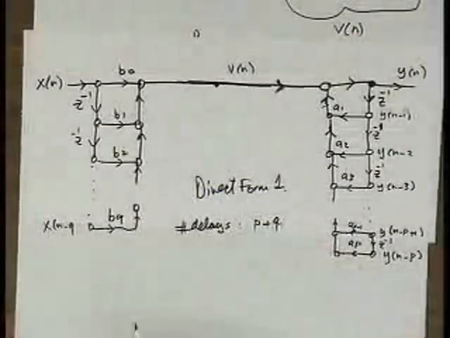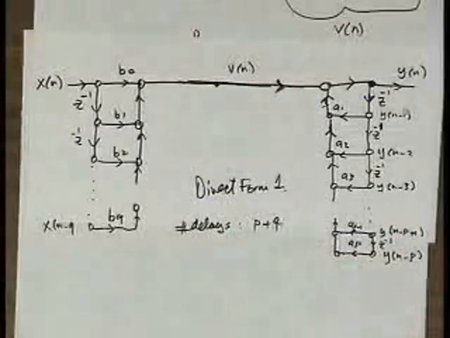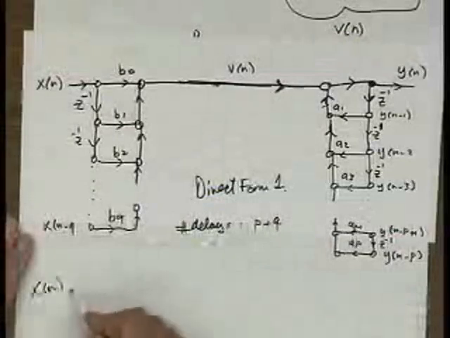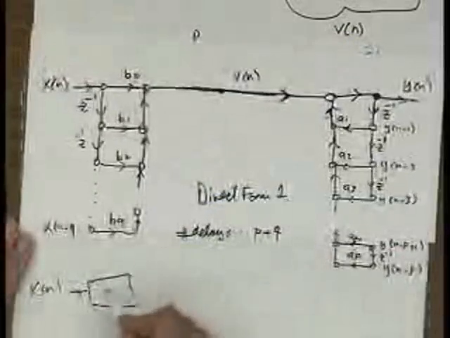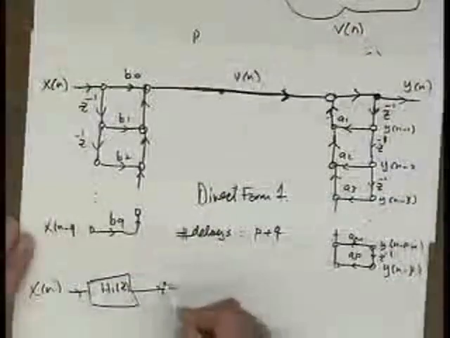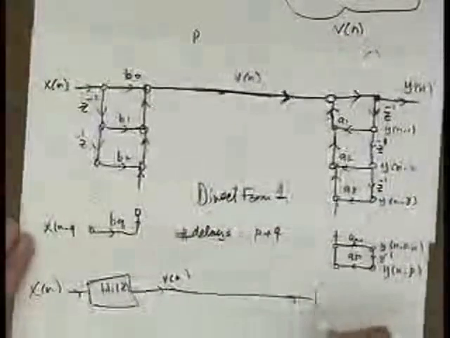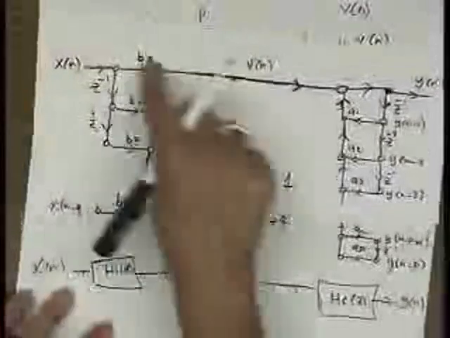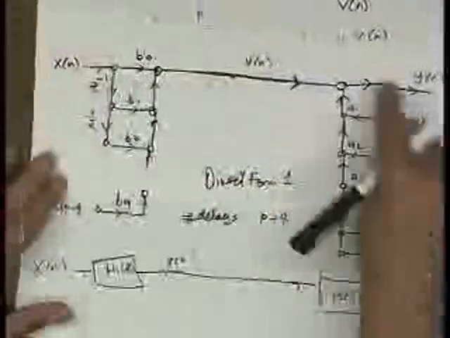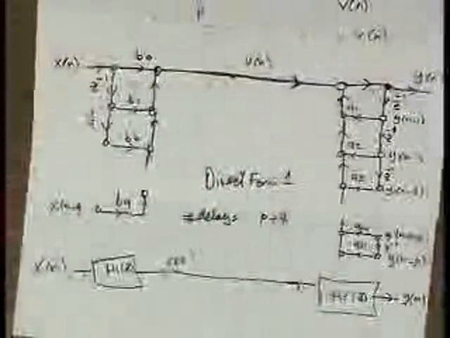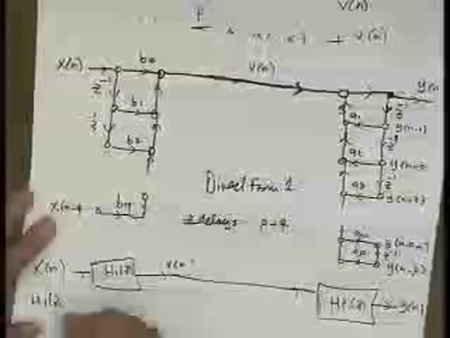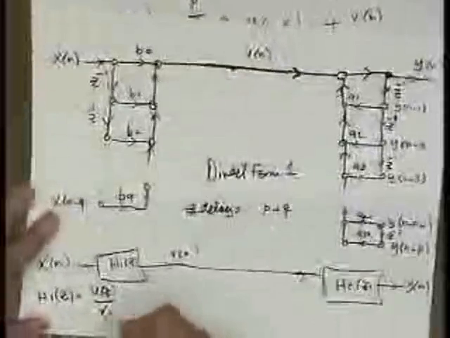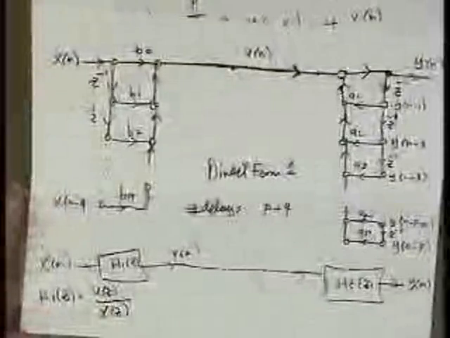And I can think of this whole system as x of n coming into a blah, which I call h1 of z, and out comes v of n, and then comes out here to another blah, which I call h2 of z, and out comes y of n. And h1 of z is the transfer function due to this, and h2 of z is the transfer function due to that. So in other words, h1 of z is just v of z over x of z.